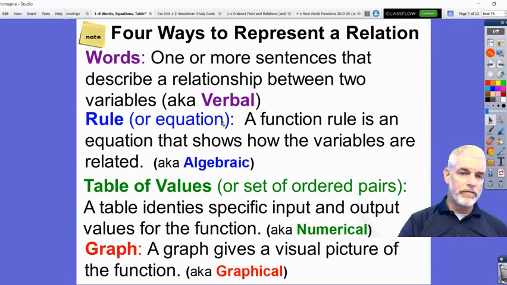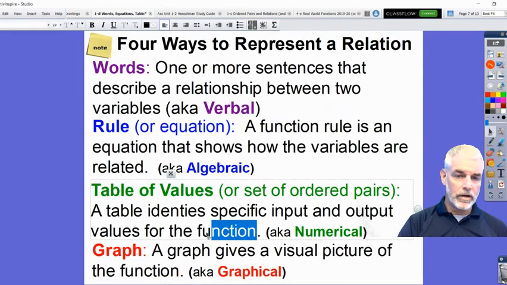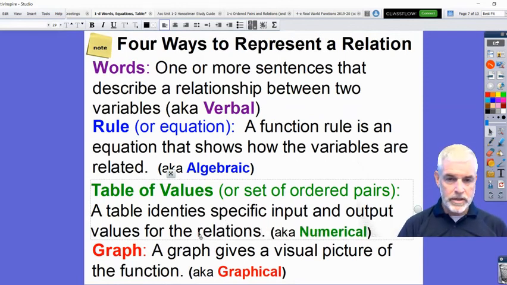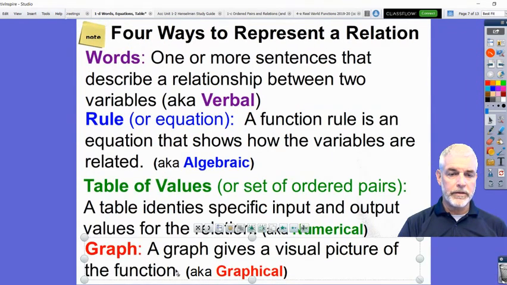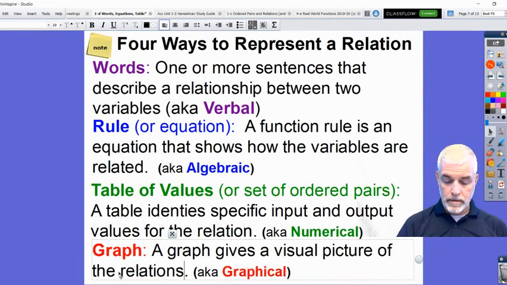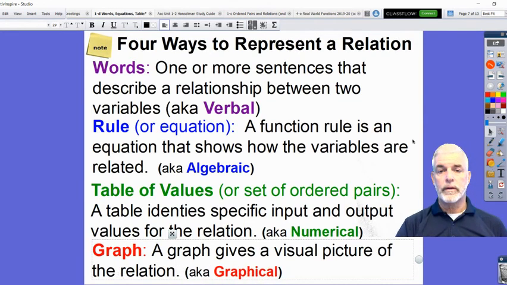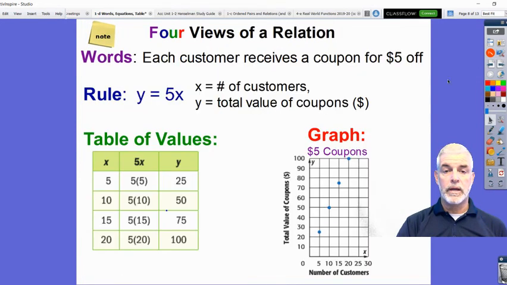And I use the word function in here because later on we're going to talk about functions. I really, for this, since we haven't talked about what functions are, I'll change this to relation, okay? We will talk about the difference between functions and relations in chapter 9, okay? So it gives a visual picture of the relation. That's the graph, okay? And then again, in sort of pictures, you have words.